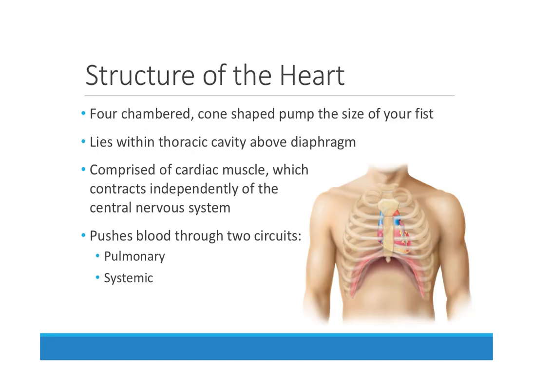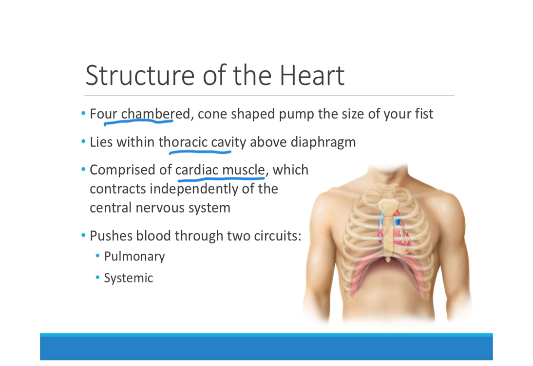Remember that your heart is a four-chambered muscular structure about the size of your fist that is inside your thoracic cavity, sitting just above your diaphragm behind your sternum or your breastbone. It is comprised of cardiac muscle, one of the three types of muscle, and the heart is the only place where we find cardiac muscle.